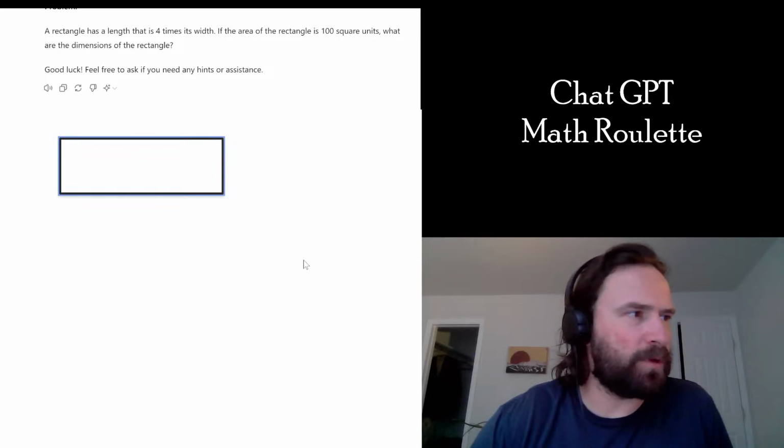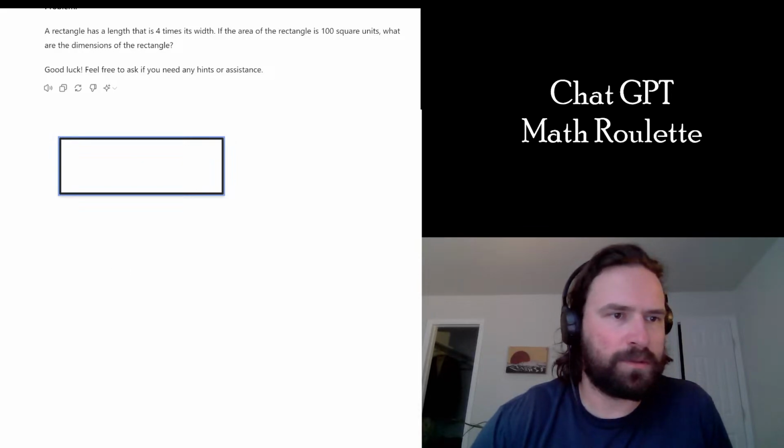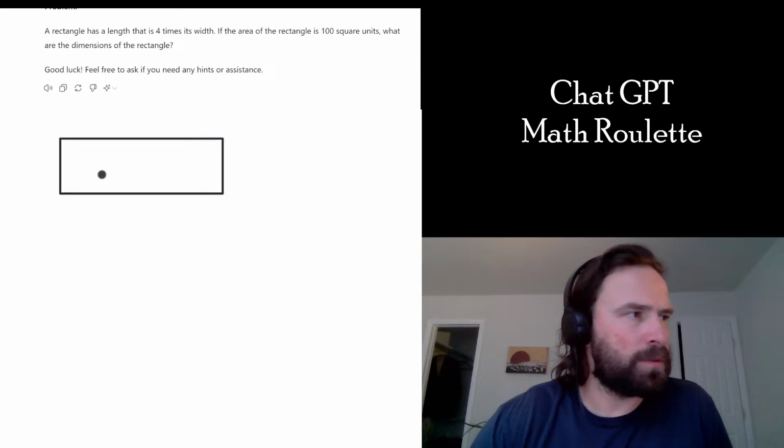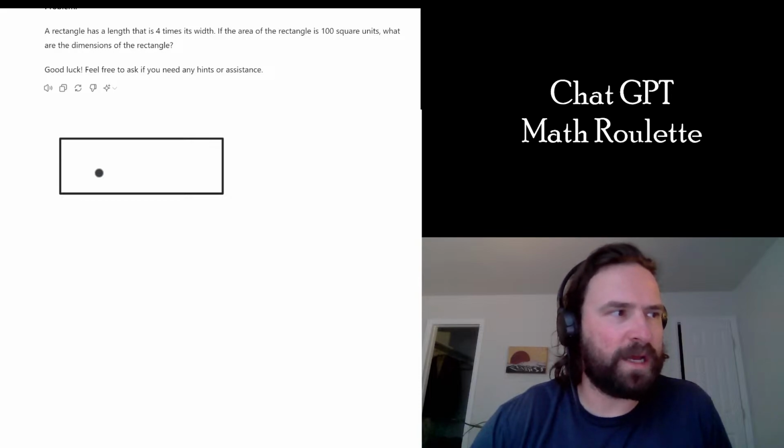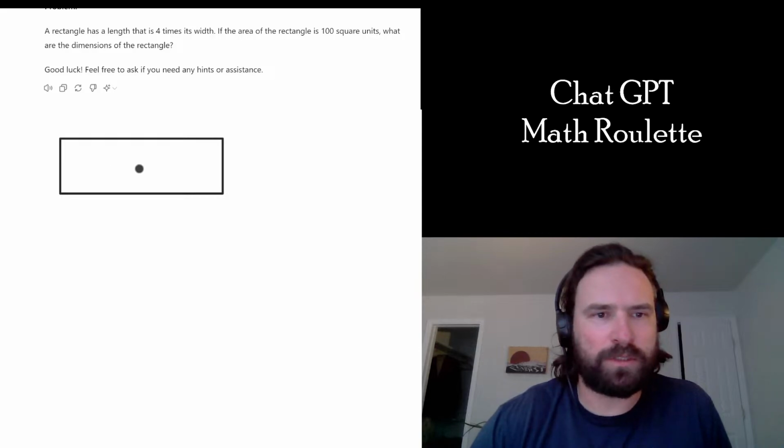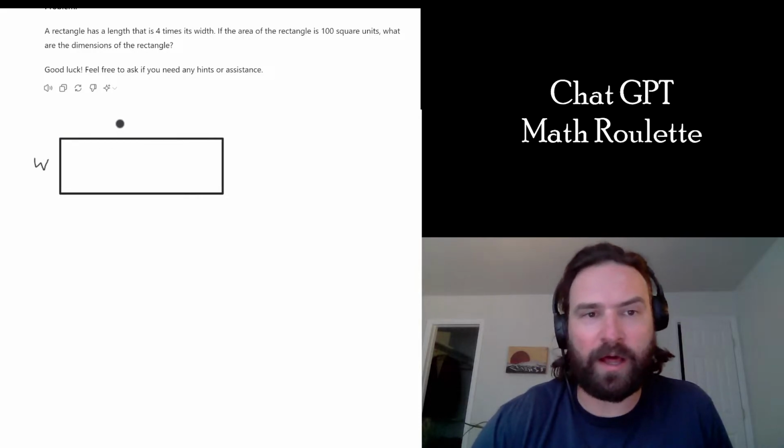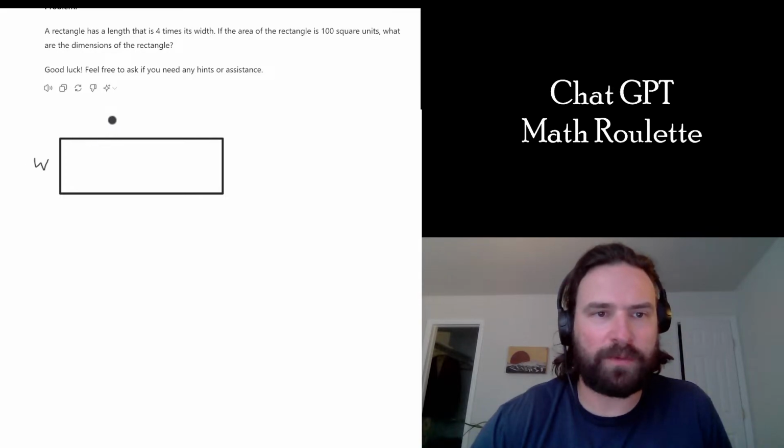For the sake of the problem, it has a length that is 4 times the length of its width. So length is 4w. So let's call this the width. And then the length would be the other dimension, which we could call L, but we actually know in terms of W, so we only have one variable, that the length is 4 times the width, right?